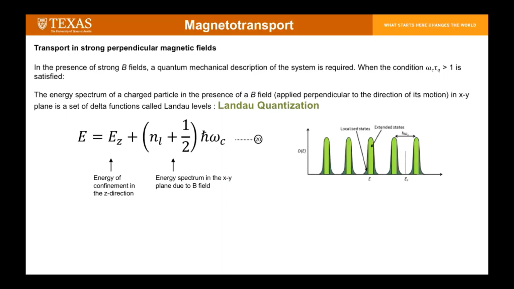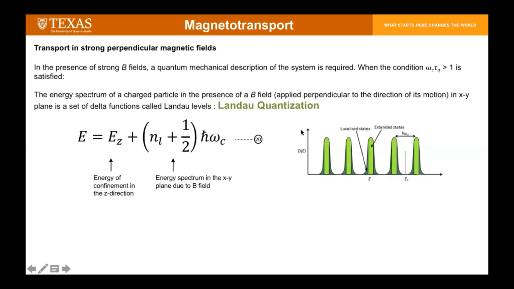So what happens when you apply a very strong magnetic field, and we're only talking about perpendicular magnetic fields, the energy in the z direction stays the same because that is quantized because of confinement. But the energy spectrum of the particle in the xy plane is no longer continuous. It becomes a series of delta functions called Landau levels. I know this is a little bit hard to understand. So basically the energy spectrum in xy is no longer continuous, but becomes quantized, and we get this thing called Landau quantization.